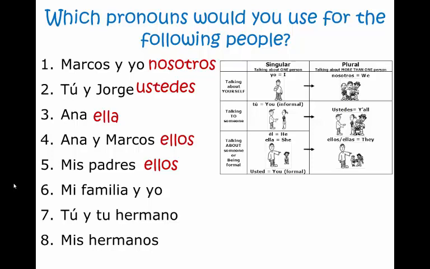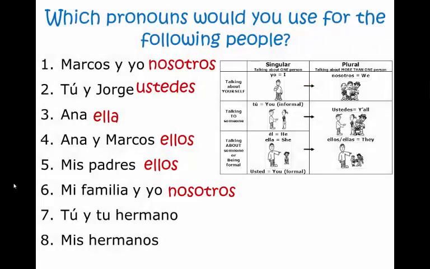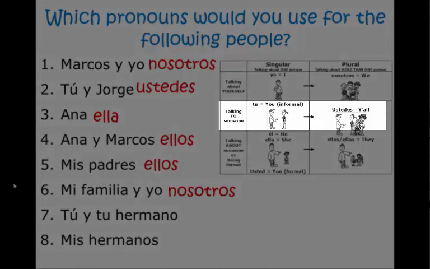For number 6, using the chart, mi familia y yo, the yo tells us that we are at that 1st row, talking about ourselves, but we're also talking about ourselves with our family. So that means we need to move across to the plural side, taking us to nosotros. For number 7, tú y tu hermano. The tú tells us that we are in that middle row, so we're talking to somebody, but again, it's not just one person, it's you and your brother, tú y tu hermano. So that will make us move across to the plural side, bringing us to ustedes.